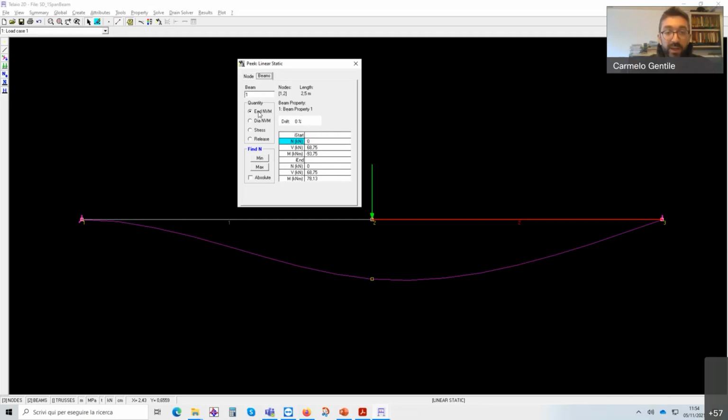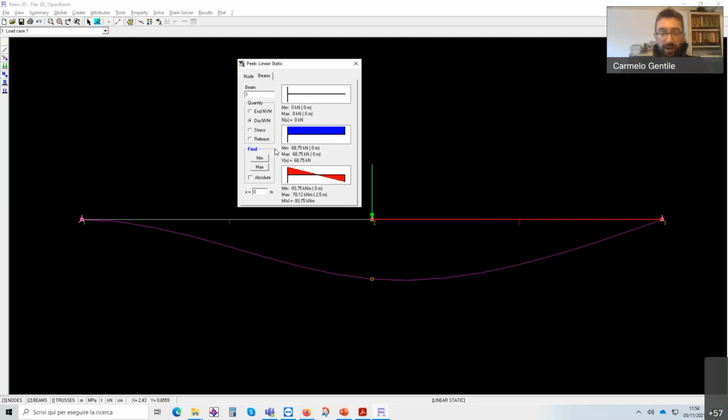We can have the ending values of shear force, axial force, and bending moment at the start and at the end of the beam, or the diagrams. These diagrams, if we change this value, I want to see what happens at 1 meter. We have this line set at 1 meter. Please remember that the length of this beam is 2.5.